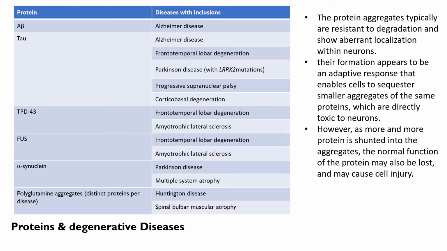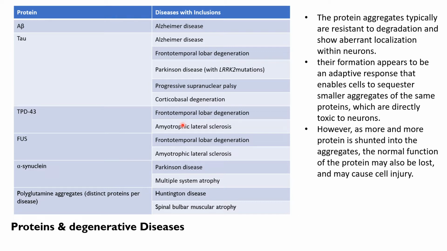This table shows proteins that are accumulating in degenerative disease. The protein aggregates are resistant to degradation and show aberrant localization within the neurons. For example, you see A beta is accumulating in Alzheimer's disease, as is tau protein, in Alzheimer's disease and Parkinson's disease, and TDP-43 accumulates in amyotrophic lateral sclerosis.